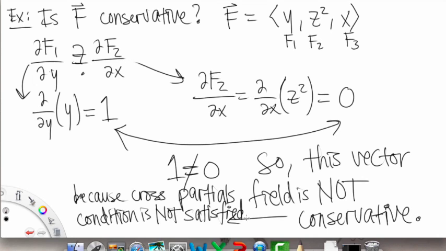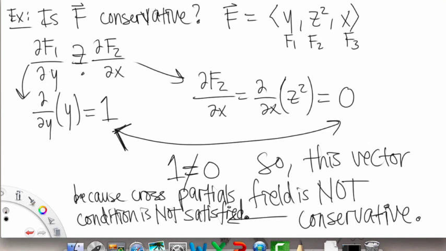Alright, so on some problems, they'll have you check, like, is this vector field conservative or not? And you'll go through the first one and check the cross partials, and they will be equal. But you can't stop there. If it has 3 components, you have to do all 3 pairs. You have to check all 3 pairs of the cross partials, and every single one of them must be equal. So if 2 of them are equal and 1 is not, that means it's not conservative.